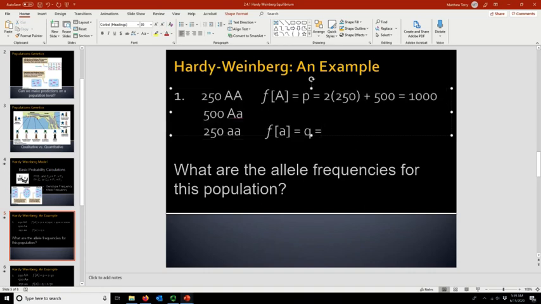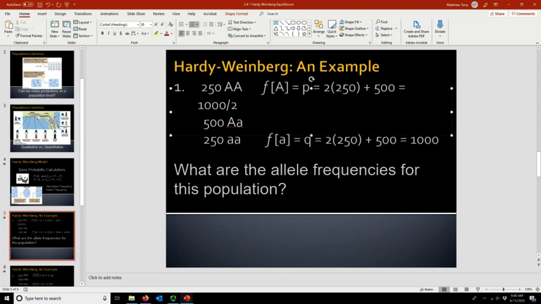Now this one's nice and easy because it's symmetrical. We'll do some asymmetrical ones and show you. It still works the same way, but this one's just a little easier. 2 times 250, because I have 250 individuals that carry 2 copies of the little a allele. And then I add in the heterozygotes. So I get 1,000. Now, to figure frequency, it's easy, right? If I have 1,000 boys in a classroom and 1,000 girls in a classroom, or we could use any example, we're going to end up with a fairly simple frequency. All we do is divide by the total.